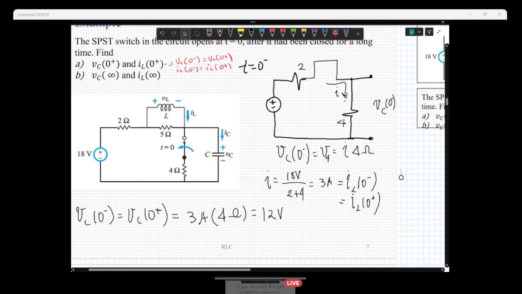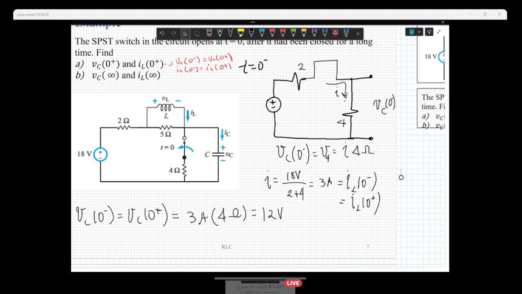I think she does it through voltage division, no? Oh no, you just do Ohm's law. My bad. You do Ohm's law for this current, solve for it, and you just do 4 times that current. This is what she does here. She gets the current, which also represents IL of 0 minus because IL of 0 minus is right here. So with Ohm's law you automatically get both things at the same time. Then you can immediately plug it in here, which is what she does, and you get your VL of 0 minus.